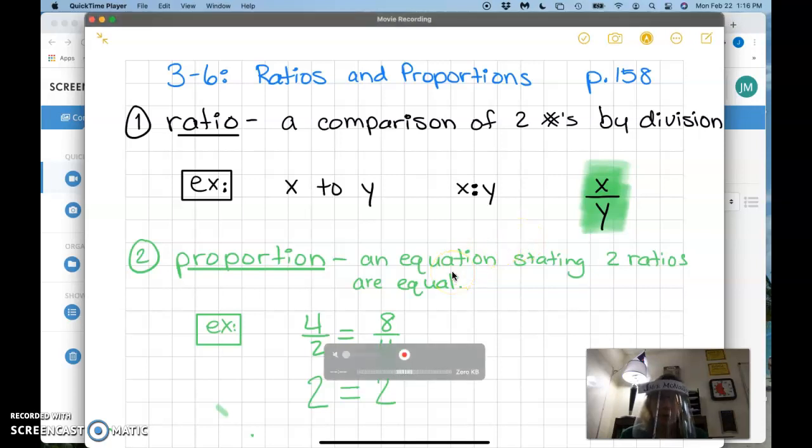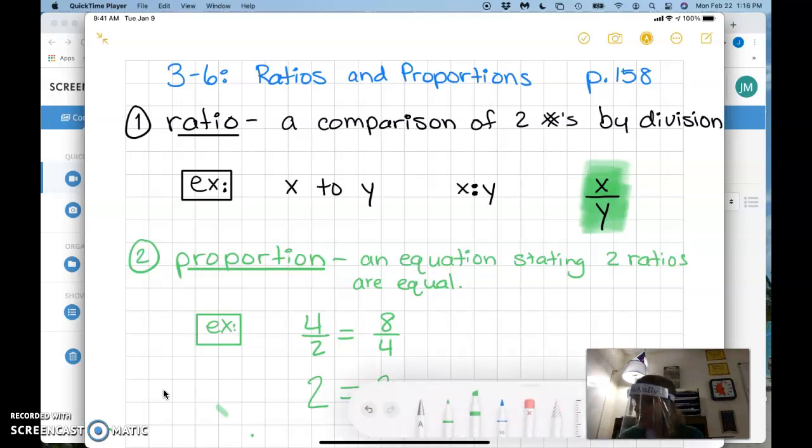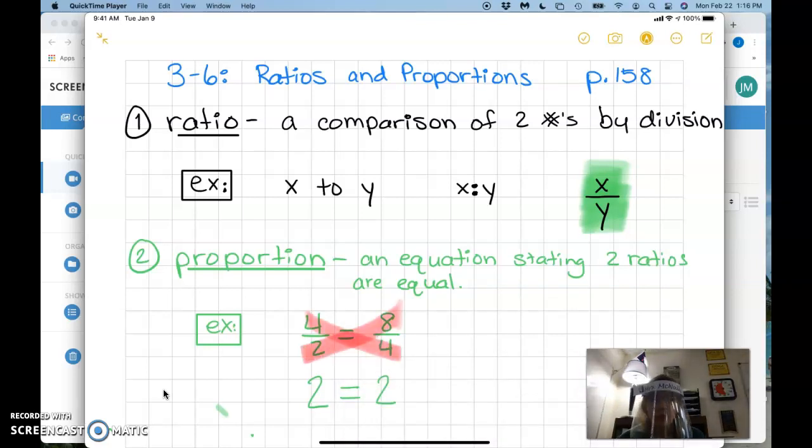Then a proportion is an equation that is stating two ratios are equal to each other. So for example, we have 4 over 2 equals 8 over 4. And there's two ways to see if they are equal to each other. First, we just divide out the numbers and see if they equal each other. The other way that we're going to do it is we're going to cross multiply. And if the two sides equal each other when we cross multiply, then it is going to be a proportion also.